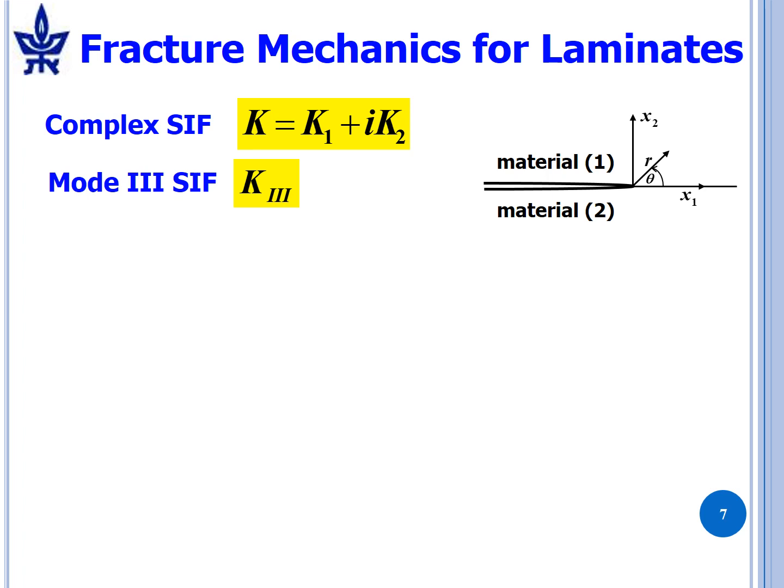K is equal to K1 plus iK2. i is the square root of minus 1. K1 and K2 are real. And a mode 3 stress intensity factor, K3. You can notice that the subscript on the mode 3 stress intensity factor is a Roman numeral, and this we reserve for the amplitude of the square root singularity.